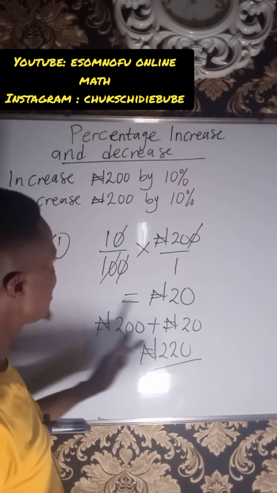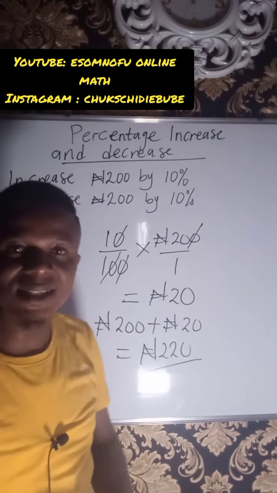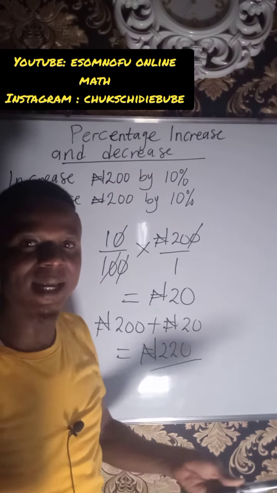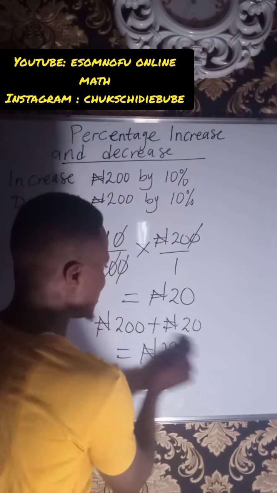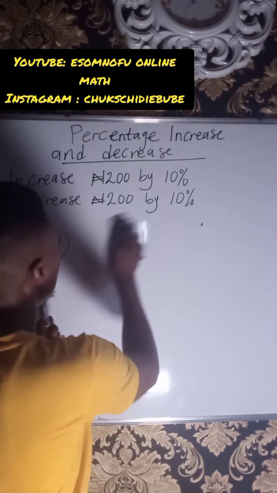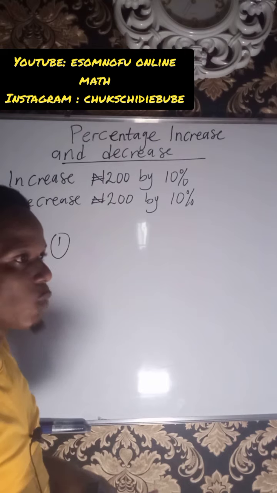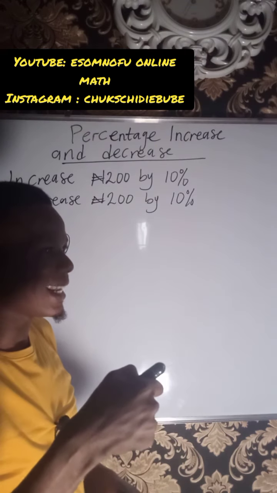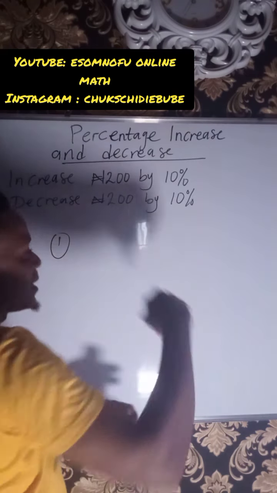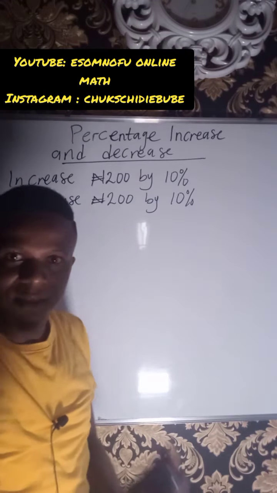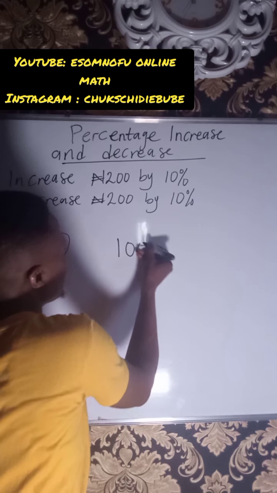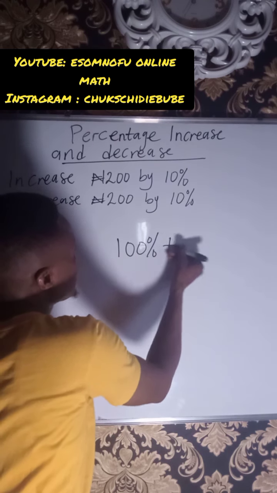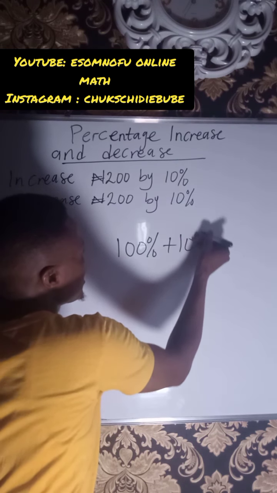If you don't want to take these processes I take, there is yet another means through which you can increase 200 naira by 10%, or by any percentage as the case may be. So if I want to solve it in a different way, because it is percentage increase, this 200 naira as a whole is at 100%. Therefore, increasing it by 10% means I am going more than 100%.